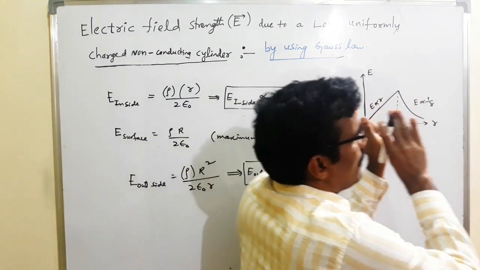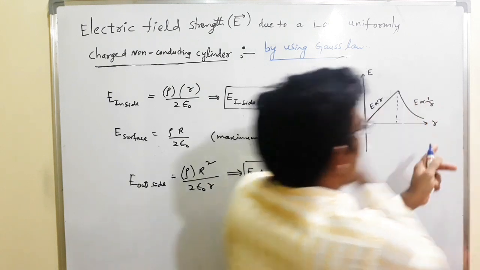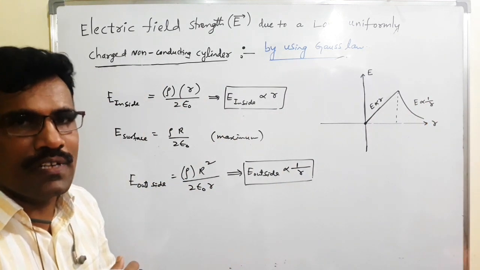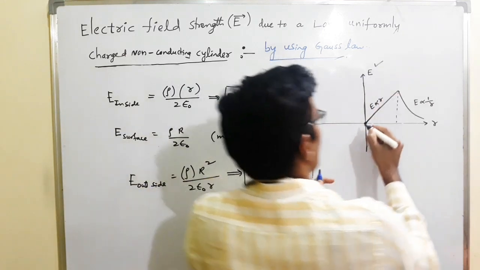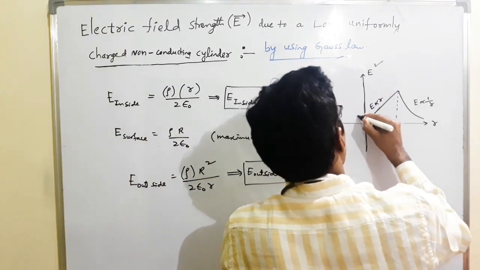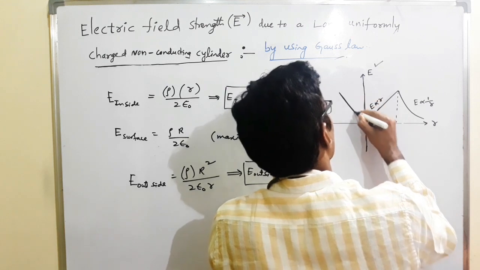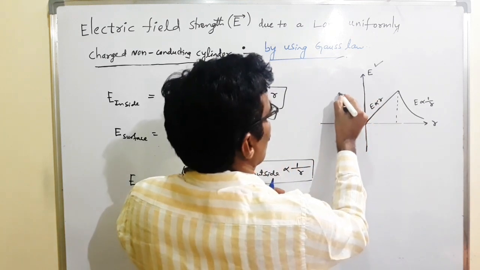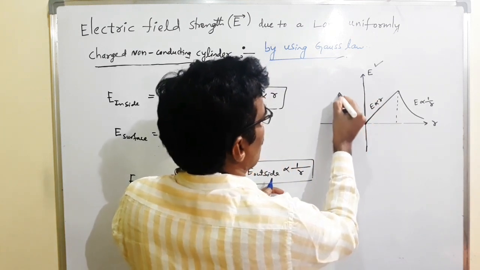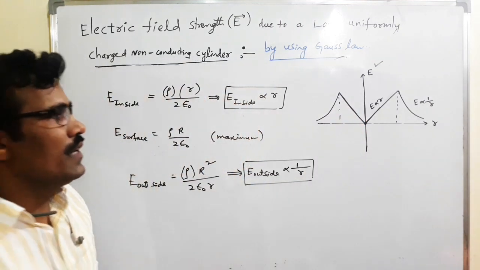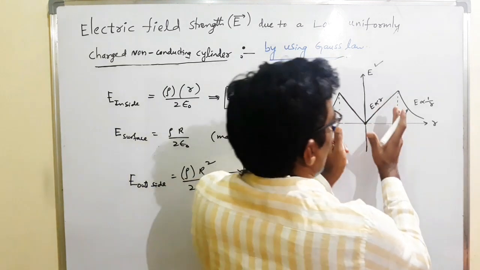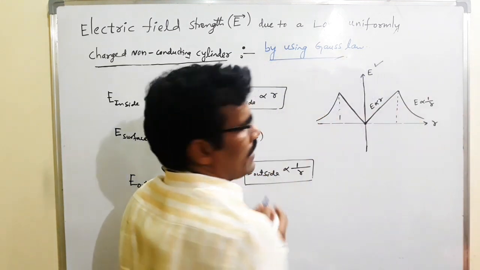Sir, the field is on the left side and the right side, no? On the left side the same formula applies. Here it is the magnitude, and the field graph is like this. This is the maximum, and after that it decreases. So this is the magnitude graph for the left side and the right side.